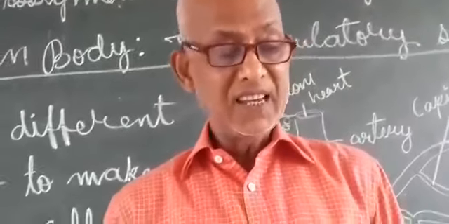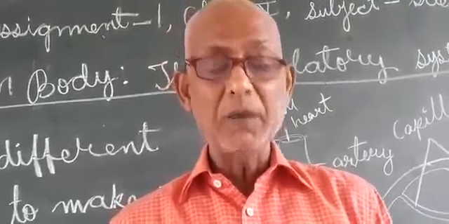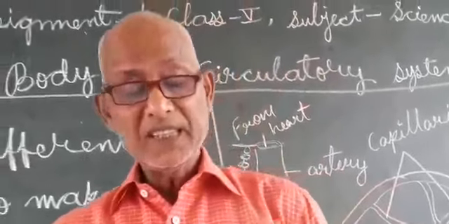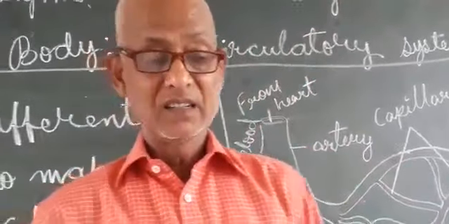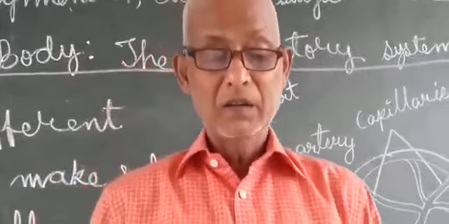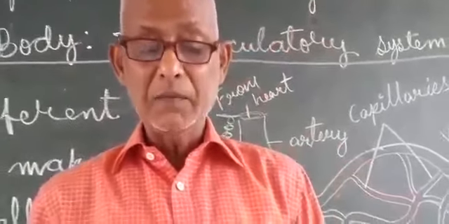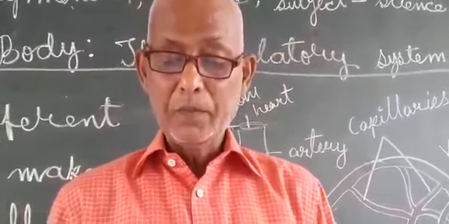Capillaries connect veins and arteries to the different body parts. Blood. An adult person's body contains about 5 liters of blood.